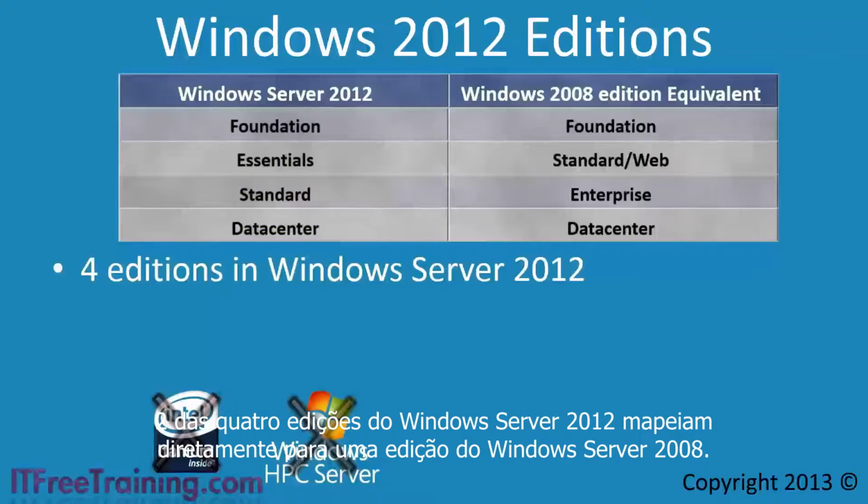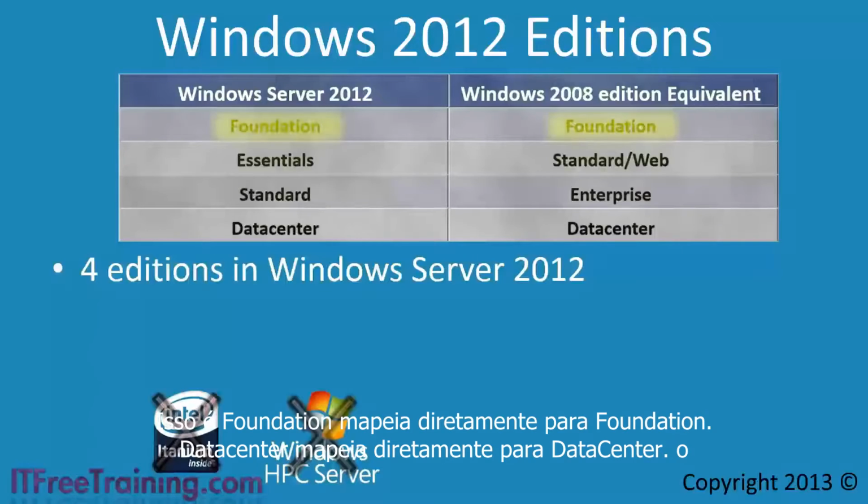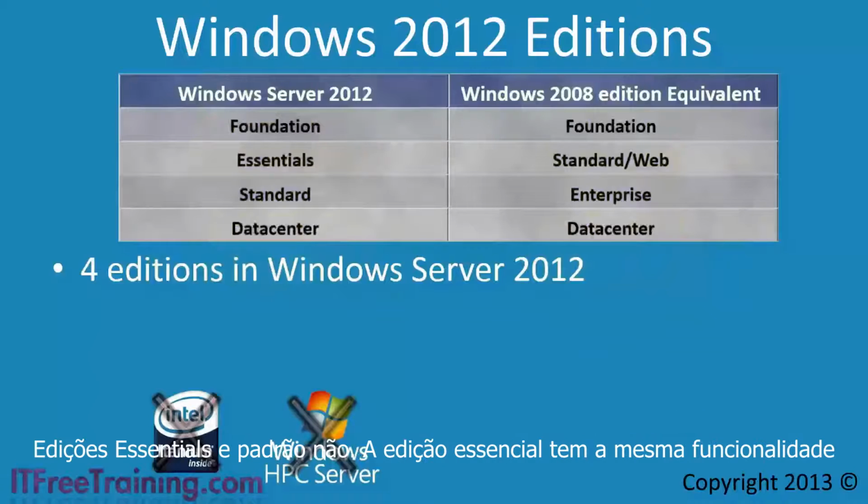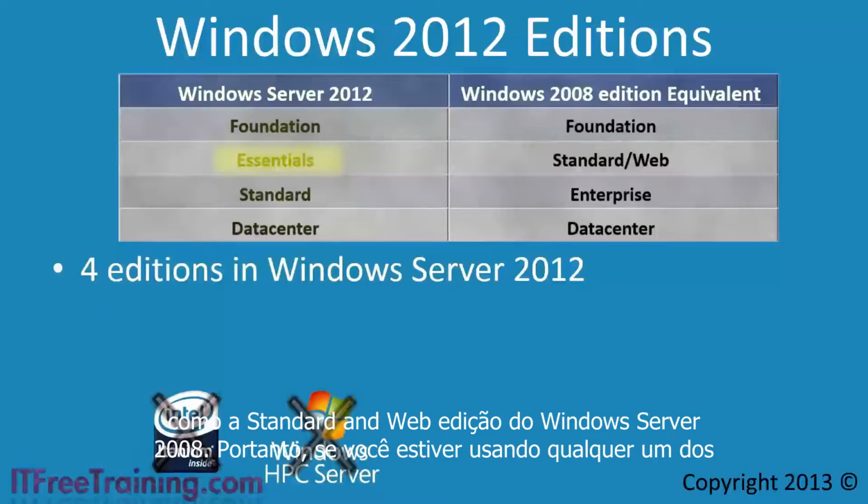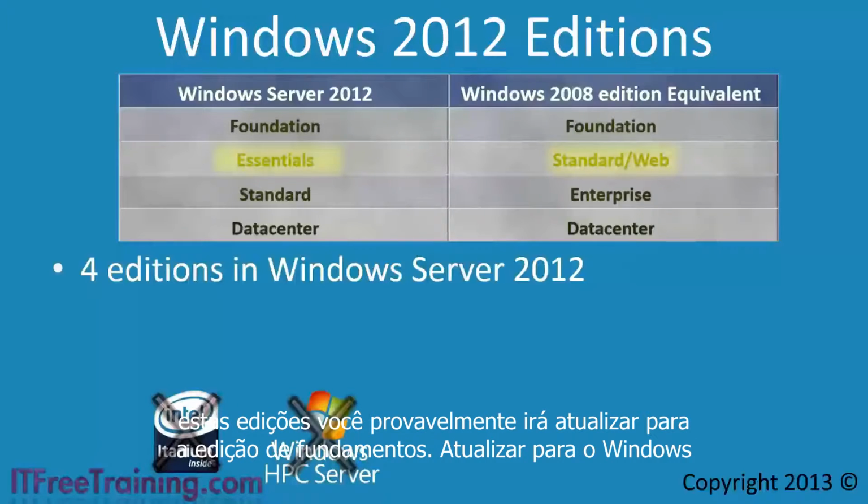2 of the 4 Windows Server 2012 editions map directly to a Windows Server 2008 edition. That is, Foundation maps directly to Foundation, Data Center maps directly to Data Center. The editions Essentials and Standard do not. The Essentials edition has the same functionality as the Standard and Web edition of Windows Server 2008. So, if you were using either of these editions, you would most likely upgrade to the Essentials edition.